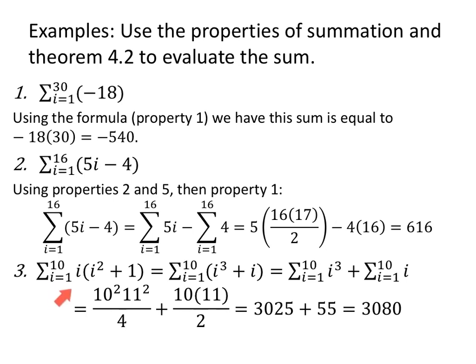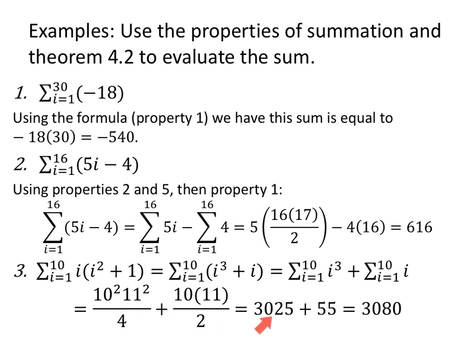The sum from i equals 1 to 10 of i times i squared plus 1. The first thing I'm going to do is simplify my summation expression. So this will be i cubed plus i, which turns it into a sum of sums. Sum and difference formulas. Cube formula: the sum of i cubed is n squared times n plus 1 squared all over 4, whereas the sum of i is n times n plus 1 over 2.